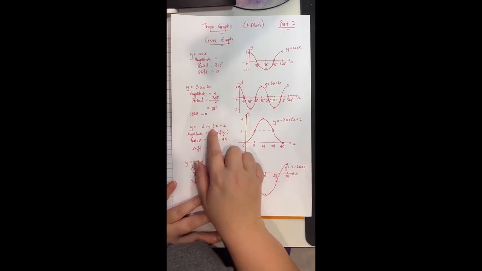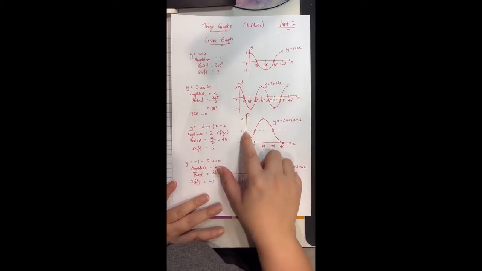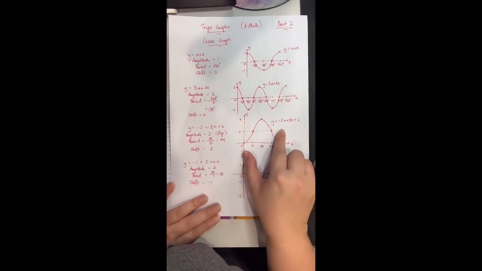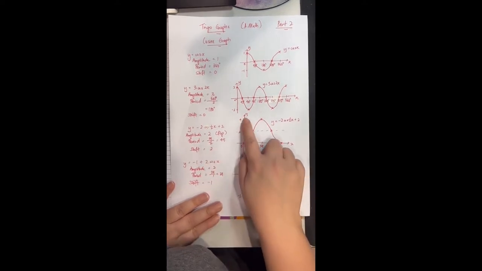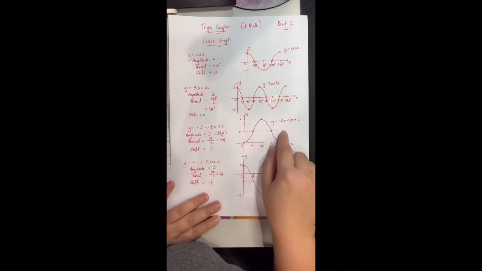Okay, this time round, the coefficient of x is half. So 2 pi divided by half is 4 pi. The shift is 2, so I draw my new middle line, which is y equals 2. Amplitude is 2, so 2 plus 2 is 4, and 2 minus 2 is 0. So I have my max, my minimum, and my new middle line ready.